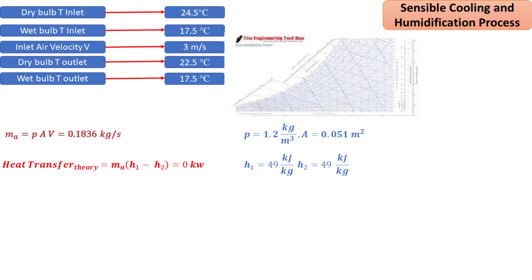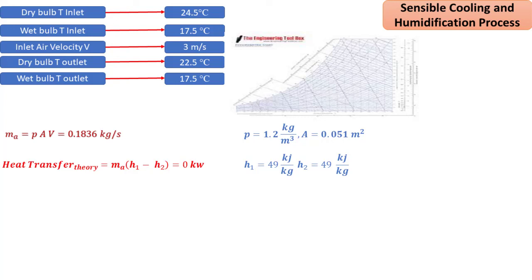So for sensible cooling and humidification, we require inlet DBT and WBT as well as outlet DBT and WBT. So here we have 24.5 degrees Celsius DBT and WBT is 17.5 degrees Celsius at the inlet condition. Air velocity is 3 meter per second. Outlet DBT is 22.5 degrees Celsius and WBT is 17.5 degrees Celsius.